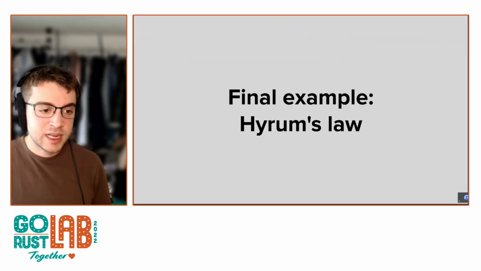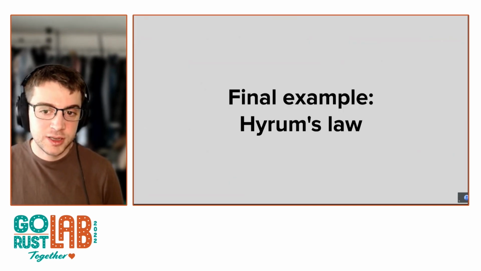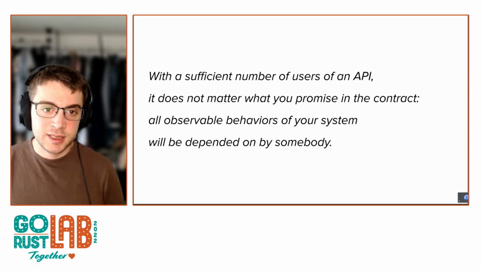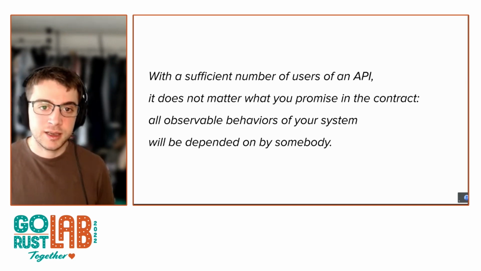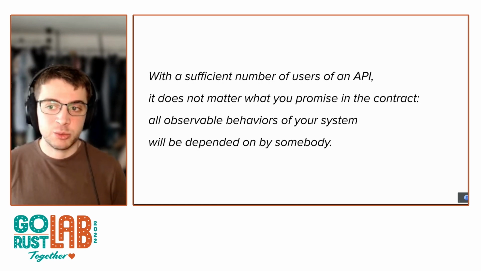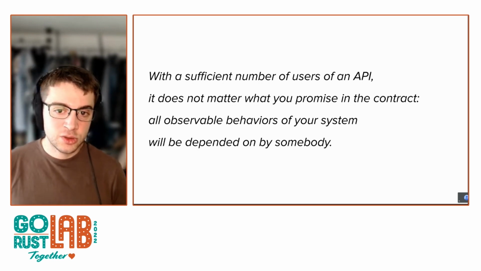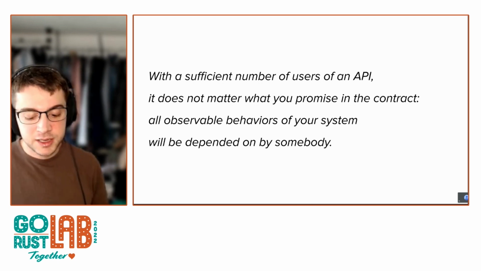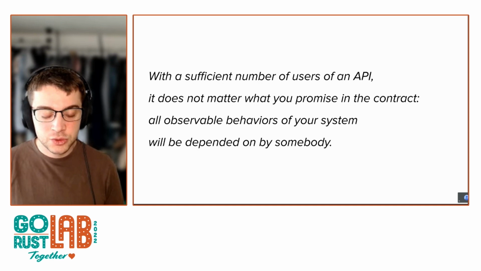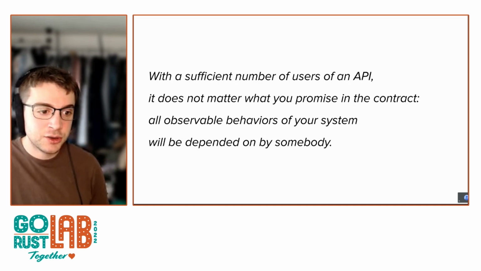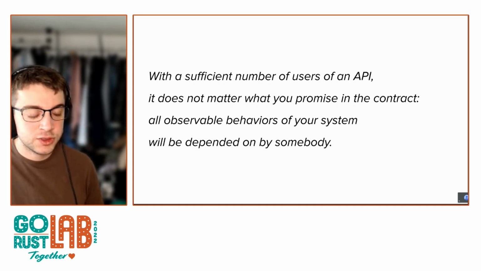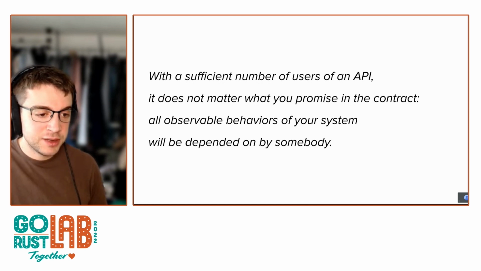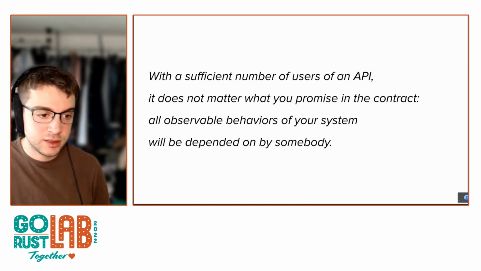And as a final example without code, I'm gonna talk about Hyrum's law. And Hyrum's law is essentially saying, with a sufficient number of users of an API, it does not matter what you promise in the contract. All observable behaviors of your system will be depended on by somebody. Essentially, what this is saying is your users will depend on every single aspect of your API over a long period of time, even if some of those aspects are undocumented.